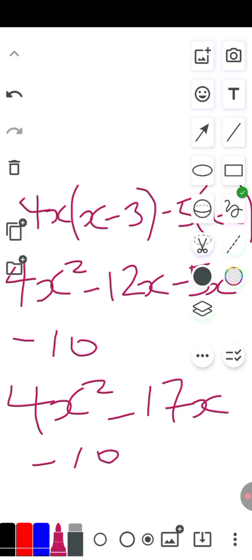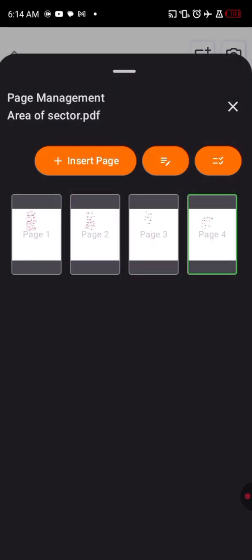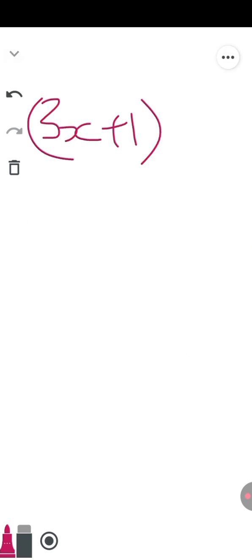So let's do another one. 3x plus 1 squared. How do you do that? First thing first, what will you do? You write it out. What does 3x plus 1 squared mean?